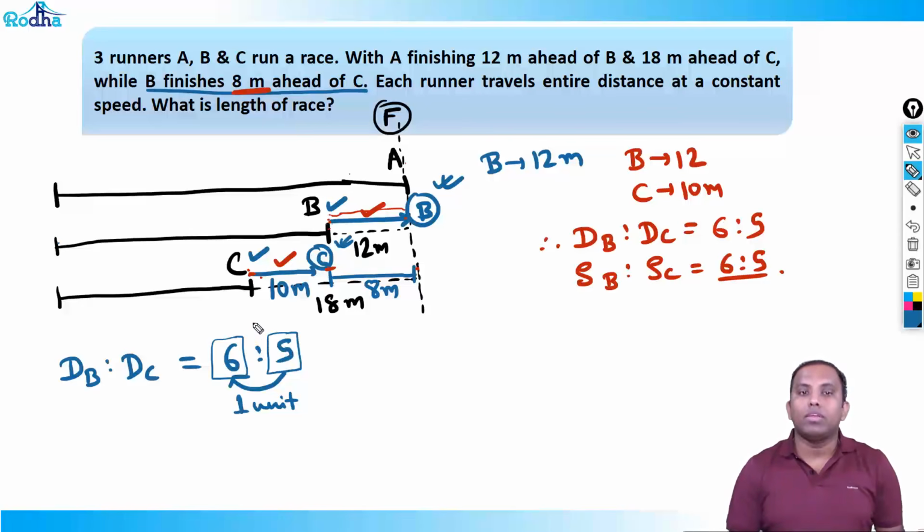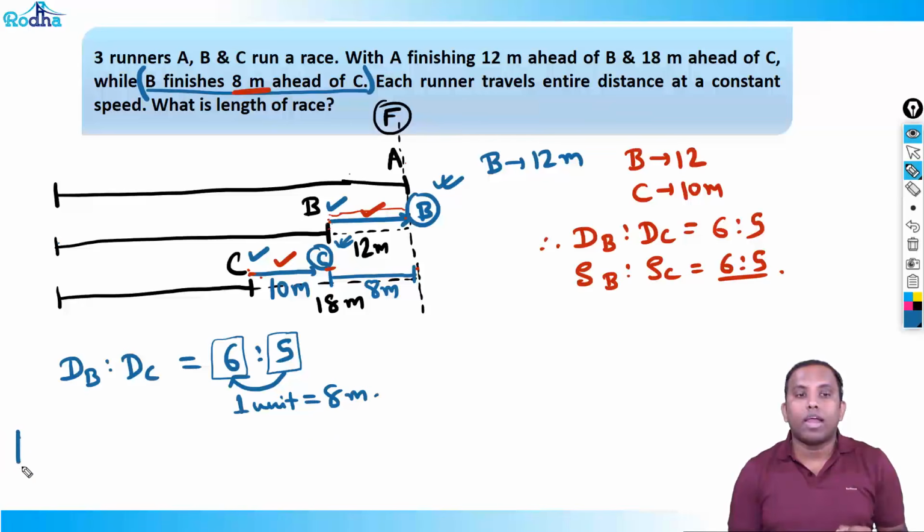And actually when the race is finished, that means when B finished the race, B is 8 meters ahead of C. So at that time, B is 1 unit ahead of C in ratio, and actually B is 8 meters ahead of C. That 1 unit is equal to 8 meters, right? So B has finished the race by covering 6 units.